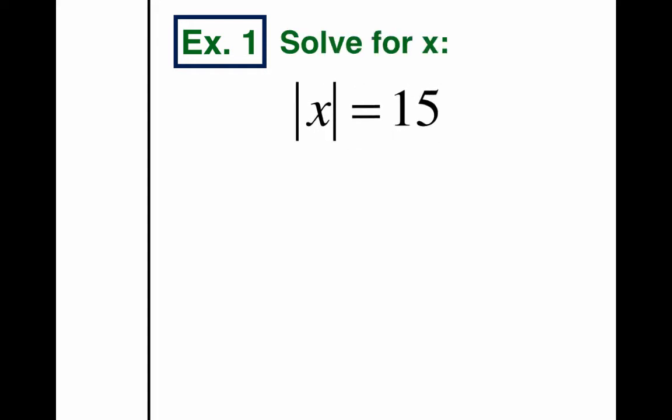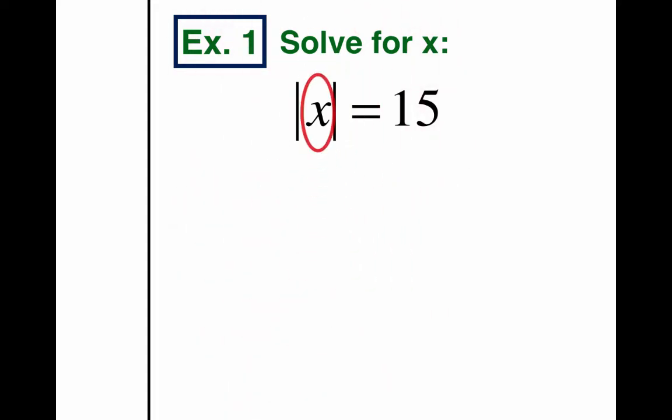So pick up your pencil and let's do our first example now, example 1. And we're going to build up to what we're actually working on. Here's what we're trying to do. We're trying to solve for x. So let's start out simple. Let's say the absolute value of x was equal to 15. Well, what could x be?